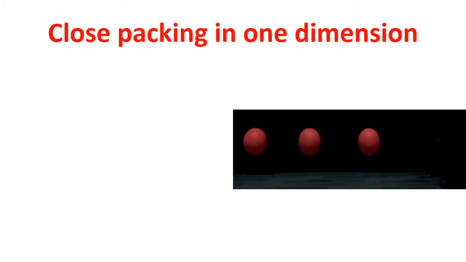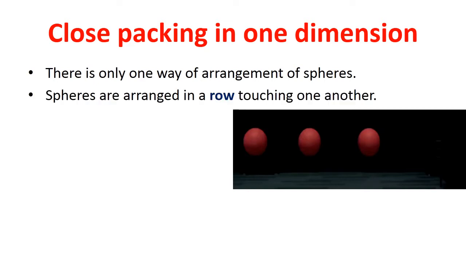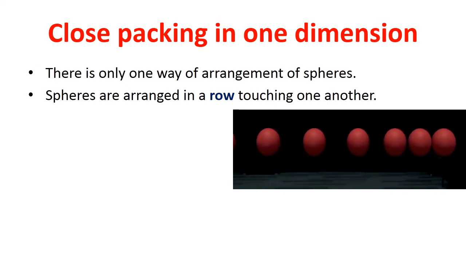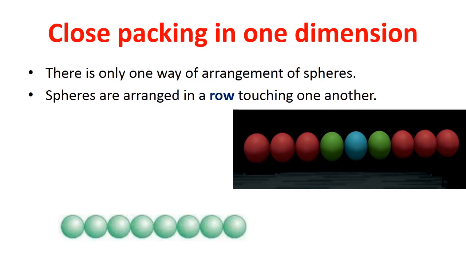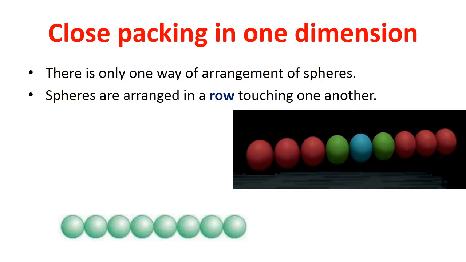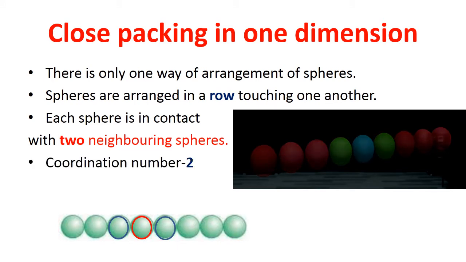In 1-dimensional close packing there is only one way of arrangement of these spheres, and these spheres are called the constituent particles. Here these spheres are arranged in one row and touching one another. It means that they go in one direction, either along the x-axis, y-axis or z-axis. As a result, each sphere is in contact with 2 neighboring spheres. And therefore, in 1-dimensional close packing, the coordination number is 2.